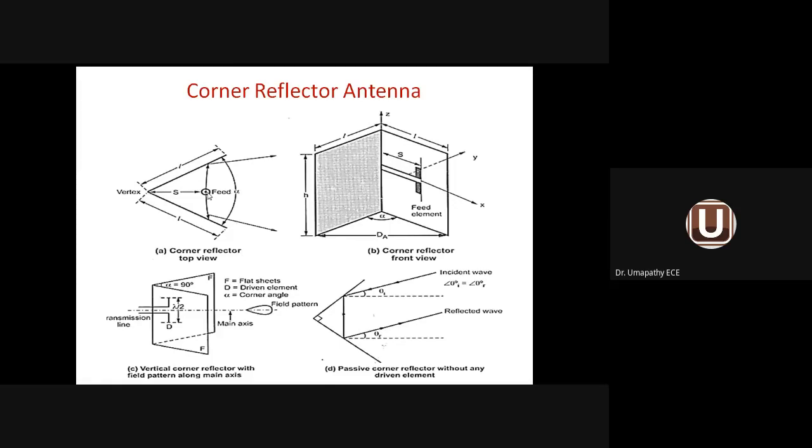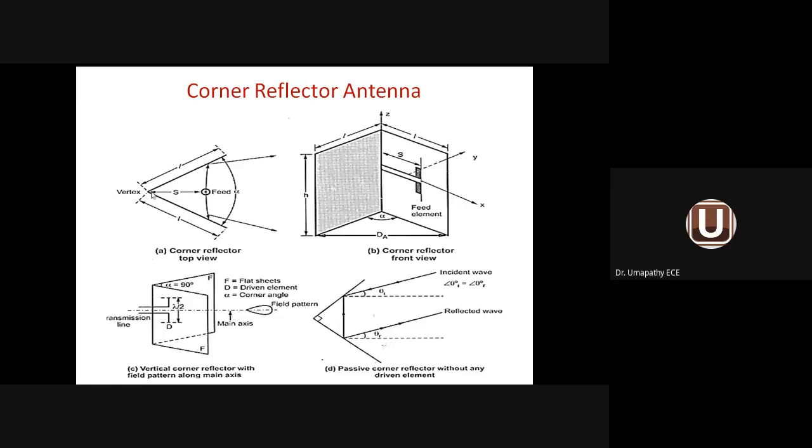The dipole will be placed here. There is a reflector here, reflector 1 and reflector 2. They form a corner. The angle is nothing but alpha. It is called the included angle. This point is called the vertex. The length of the reflector is small letter L.